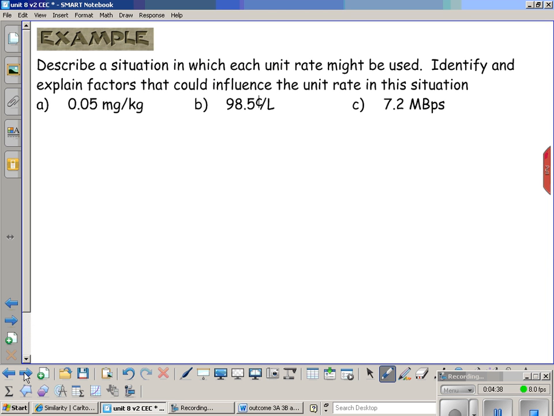B should be a little bit more familiar. 98.5 cents per liter. What about the price of gas? It wasn't that too long ago. It is a little bit more now, but that might be a way that they sell gasoline. You pay 98.5 cents per liter of gas. And the last one, that's called megabytes per second. And that might be how quickly things transfer or go through your computer. Computers do have this sort of a rate to them.